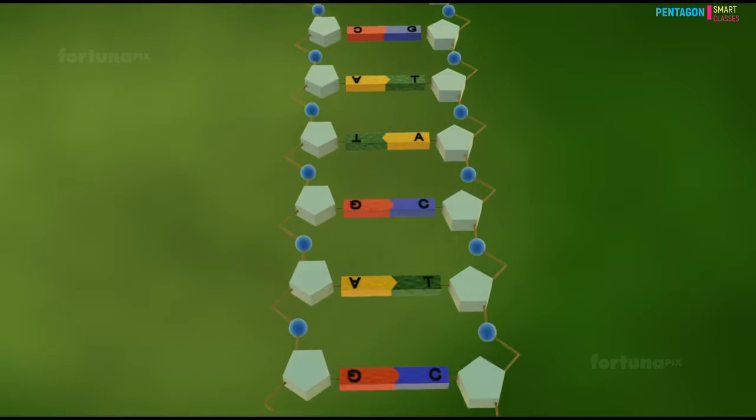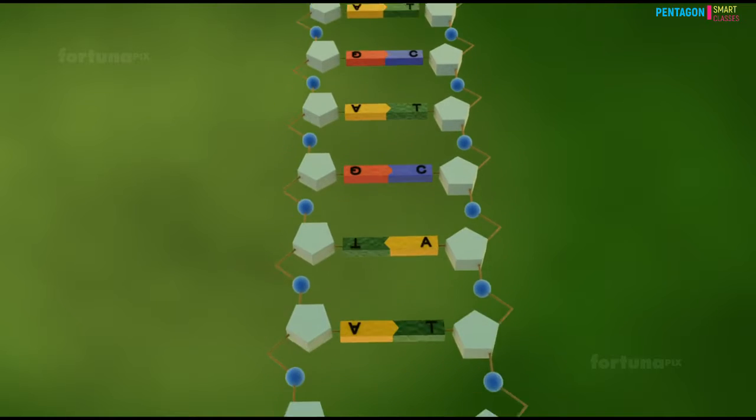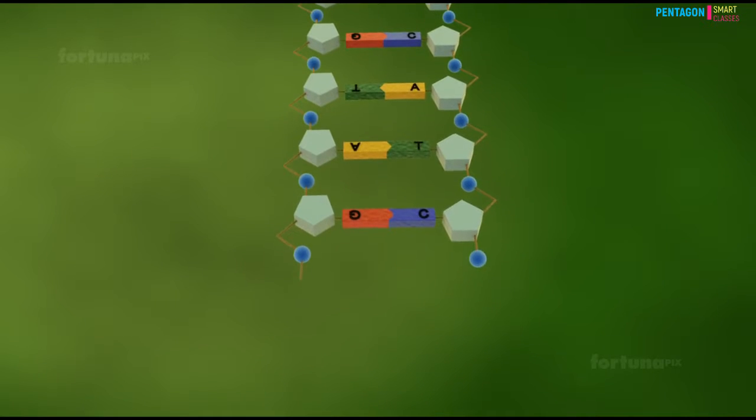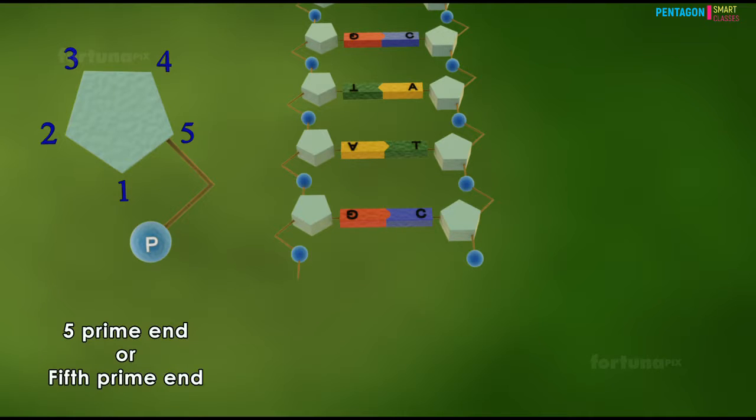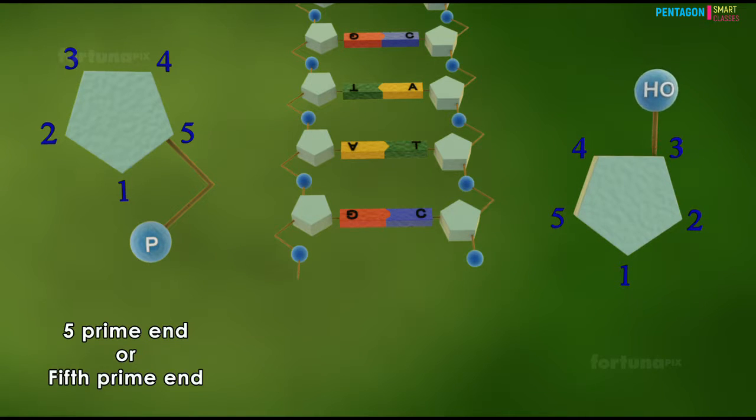A DNA strand is assigned a direction based on what group is found at the end of the strands. If one end has a free phosphate attached to the 5th carbon of the sugar, then that end is called the 5' end, or 5 prime end. If the other end of the strand has a free hydroxyl group attached to the 3rd carbon of the sugar, then it is the 3' end, or 3 prime end.